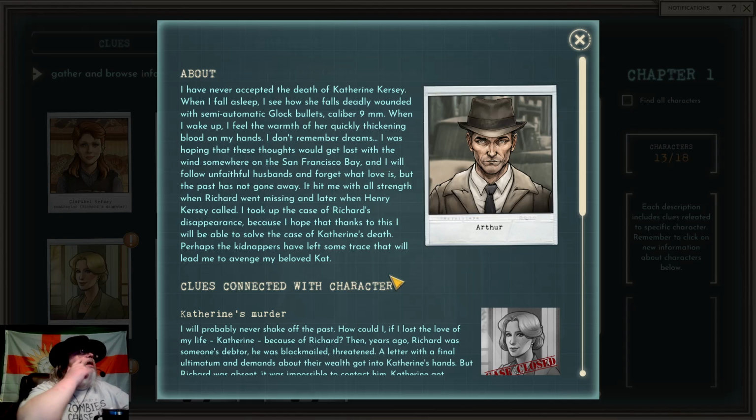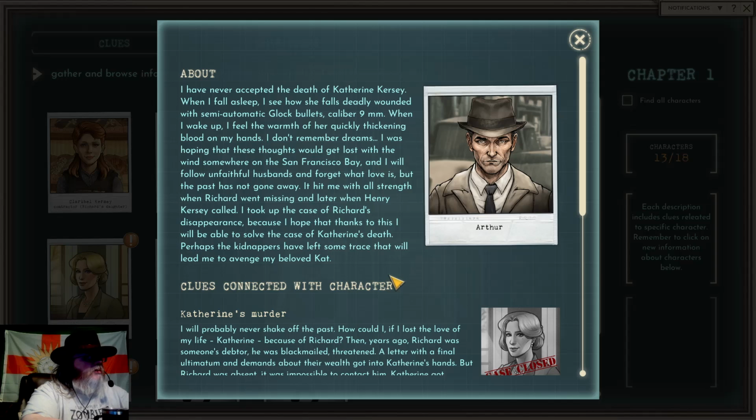Arthur. I've never accepted the death of Catherine Kersey. When I fall asleep, I see how she falls deadly wounded with semi-automatic Glock bullets, caliber 9mm. When I wake up, I feel the warmth of her quickly thickening blood on my hands. I don't remember dreams. I was hoping that these thoughts would get lost in the wind somewhere on the San Francisco Bay, and I would follow unfaithful husbands and forget what love is, but the past has not gone away. It hit me with all strength when Richard went missing and later when Henry Kersey called.